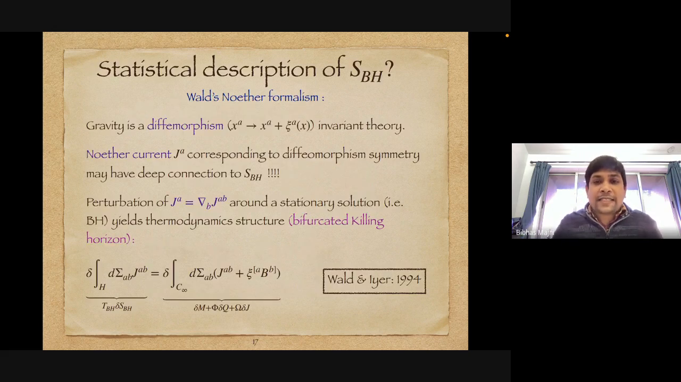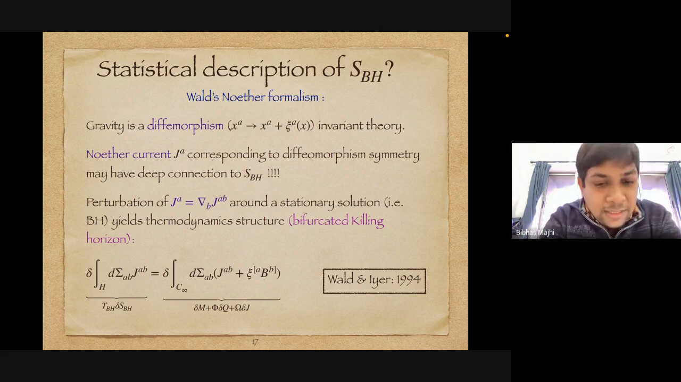Now once you have assigned the temperature and entropy to the black hole, the next question one should ask is whether there is a microscopic description of all these quantities. This is a very difficult question. People have asked this in several ways, but till now there is no complete answer. Here I will give some idea whether these approaches can illuminate this. I don't have a complete answer, but I can illuminate whether you can approach it in this way.